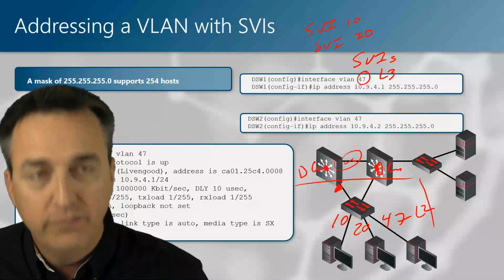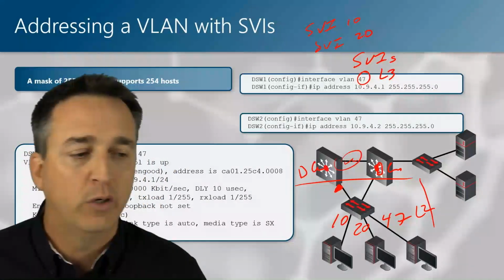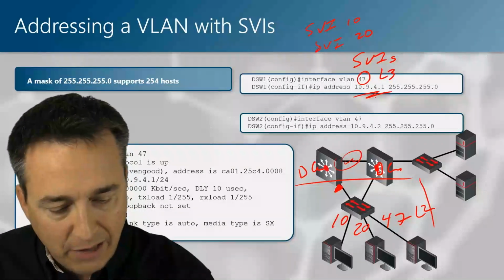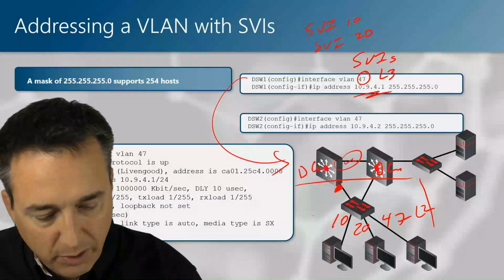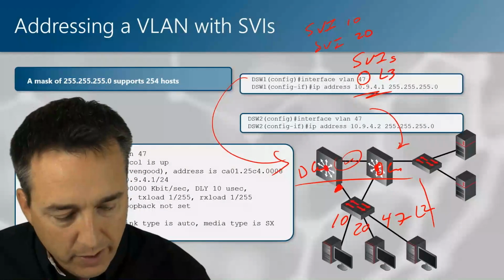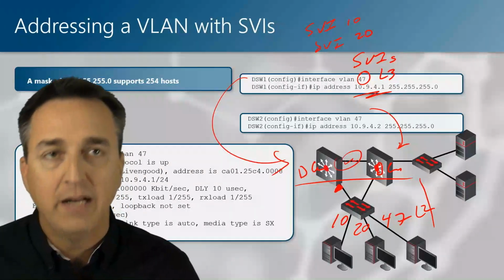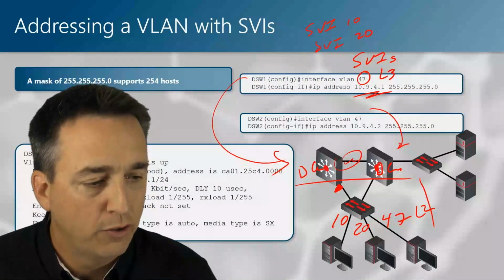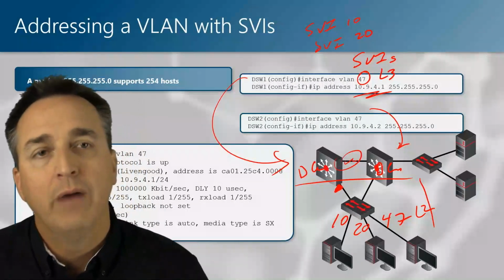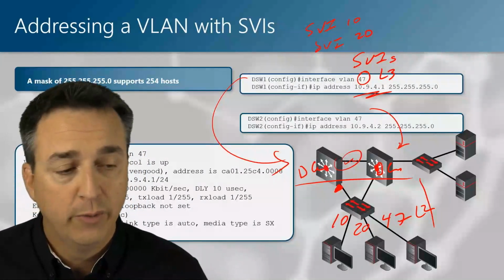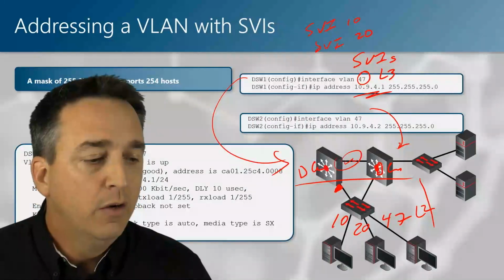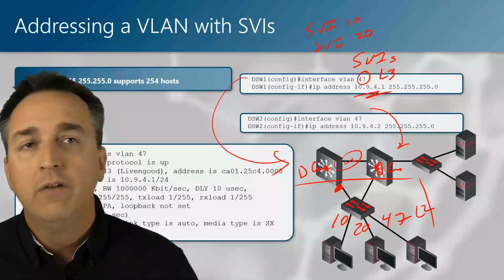So in this case, interface VLAN 47 is specifically for VLAN 47's subnet. And so I give it an IP address. Let's say this is DSW1 right here, and this one's DSW2. So you'll see that I give it the IP address 10.9.4.1/24, and I gave 10.9.4.2/24 to my other multi-layer switch for interface VLAN 47. So now I have a redundant default gateway for VLAN 47. So I do the same thing for VLAN 10.